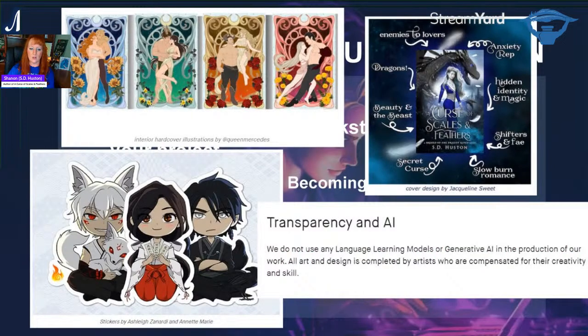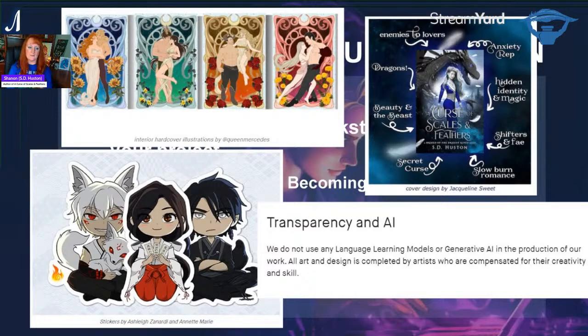And here's that transparency in AI. This is the note I found on a Kickstarter. I think this was taken from the one that Rachel and I were talking about earlier, that's up to $170,000. And the author put, "We do not use any language learning models or generative AI in production of our work. All art and design is completed by the artists who are compensated for their creativity and skill."